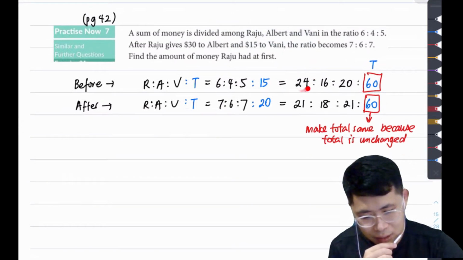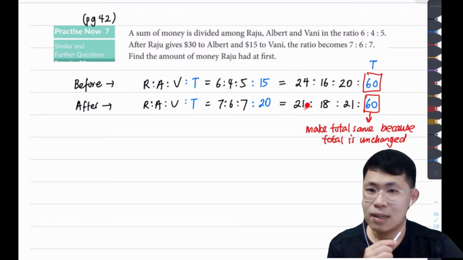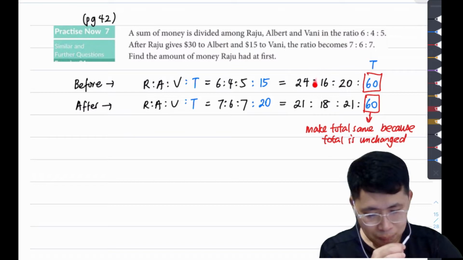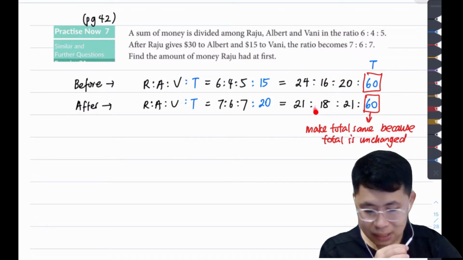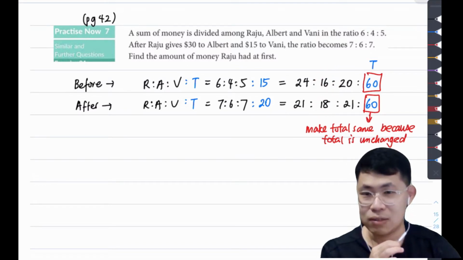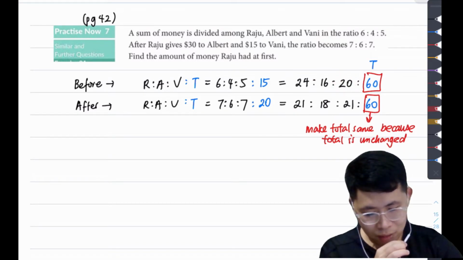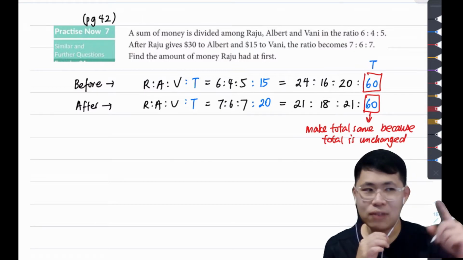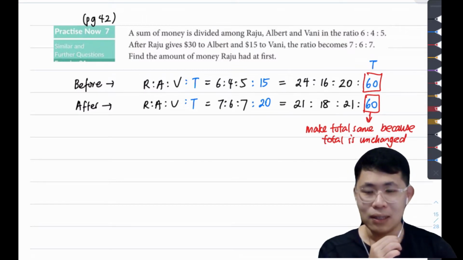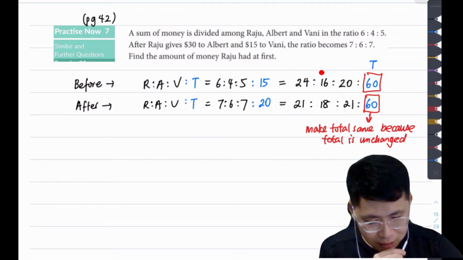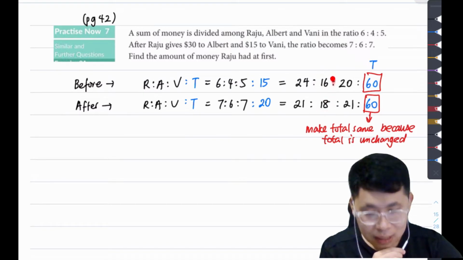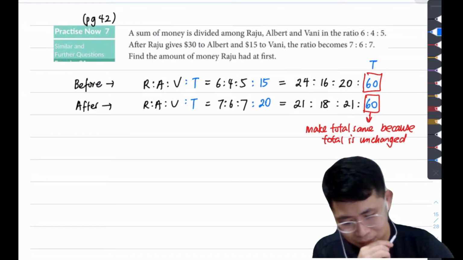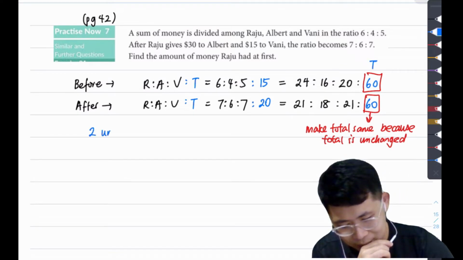We have Raju 24 units and after is 21 units, so he gave away 3 units. So we can see that Albert received 16 to 18, so it means he received 2 units. Vani received 1 unit. Okay, so Raju gave $30 to Albert. So $30 to Albert means that over here, these 2 units would be equal to $30. Do you see that?